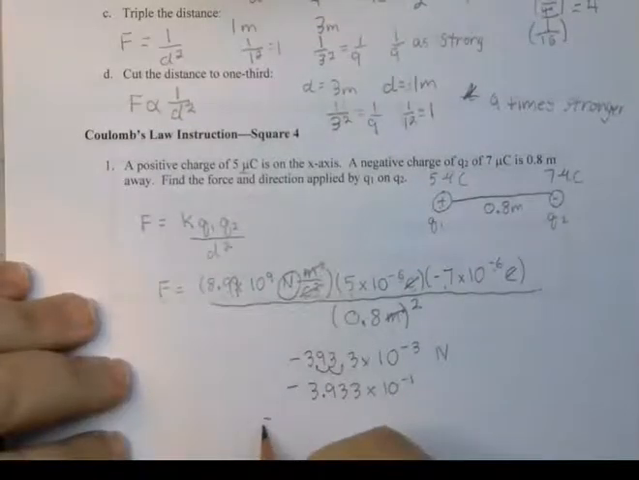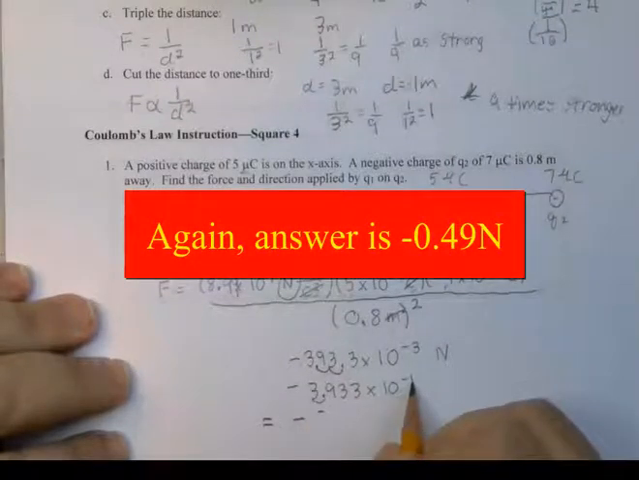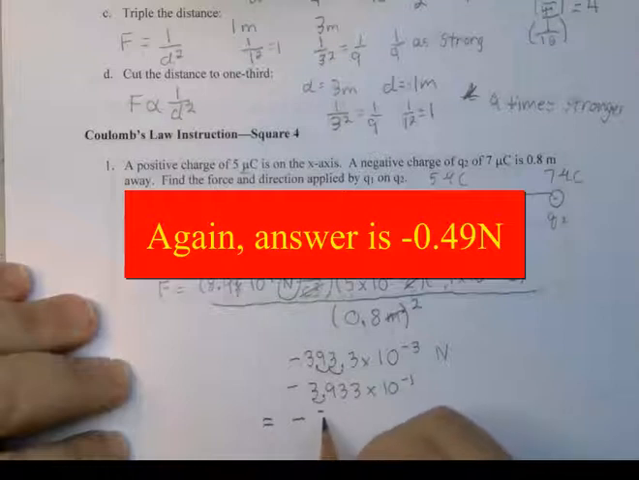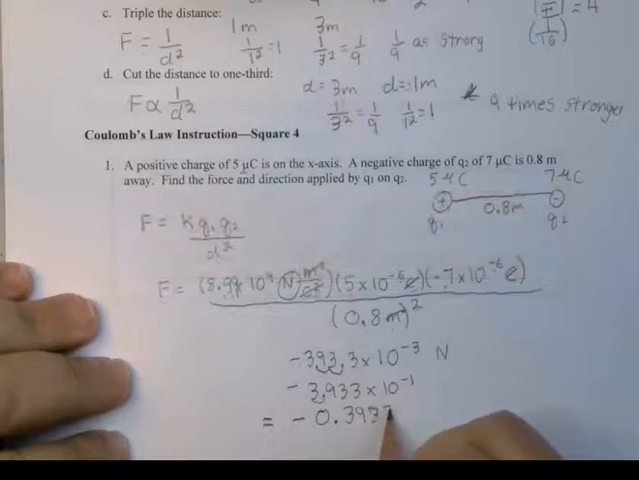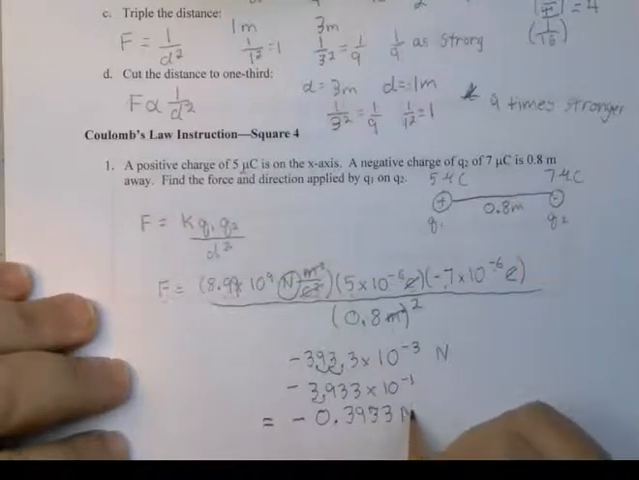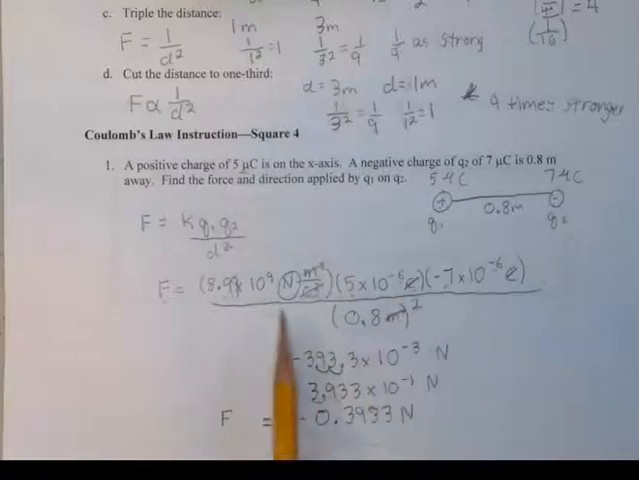Okay, and you can simply express that as negative, I'm going to move the decimal over here and just turn it into a decimal number. You don't have to do that, but they tend to do that in these lessons. So that's going to be 0.393 newtons. And that's the final answer for that. So that's the amount of force between those two charges of that strength at that distance.